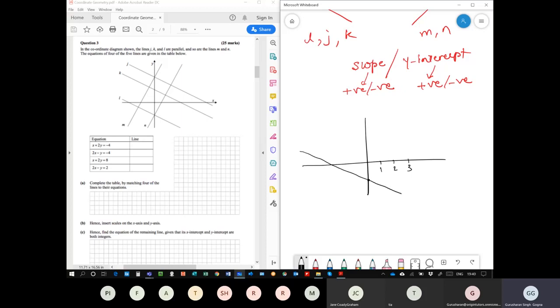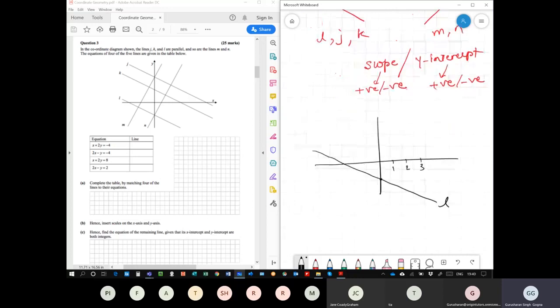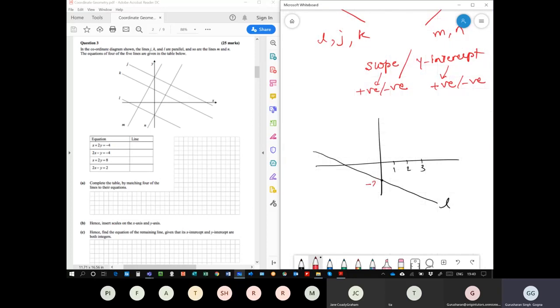So the line L is passing like this, isn't it? And if you go back and you see line L has a -2 y-intercept. So this point must be -2. Okay. Similarly, this point will be +2, and there should be another point here, 4. And which one is passing through 4? It's line J. So you got your scale here. Okay. So you can call this 1, 2, and then this is 3.